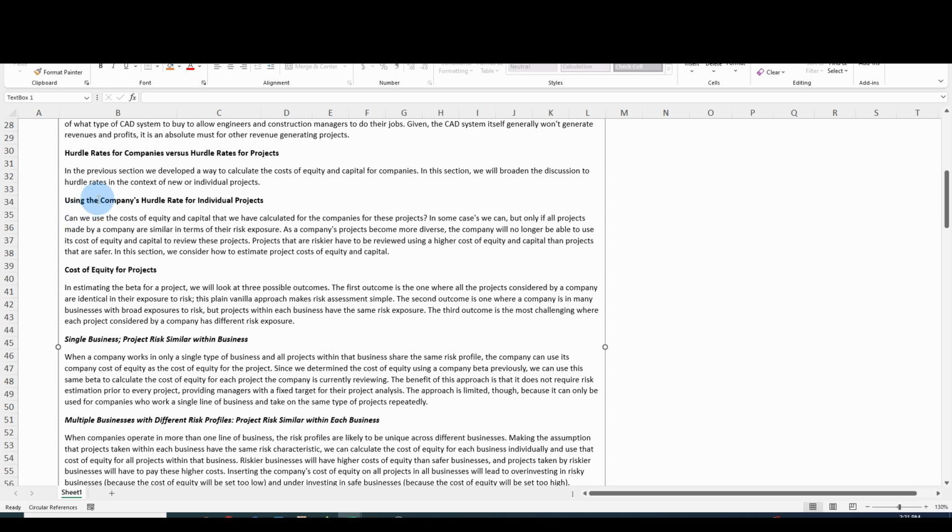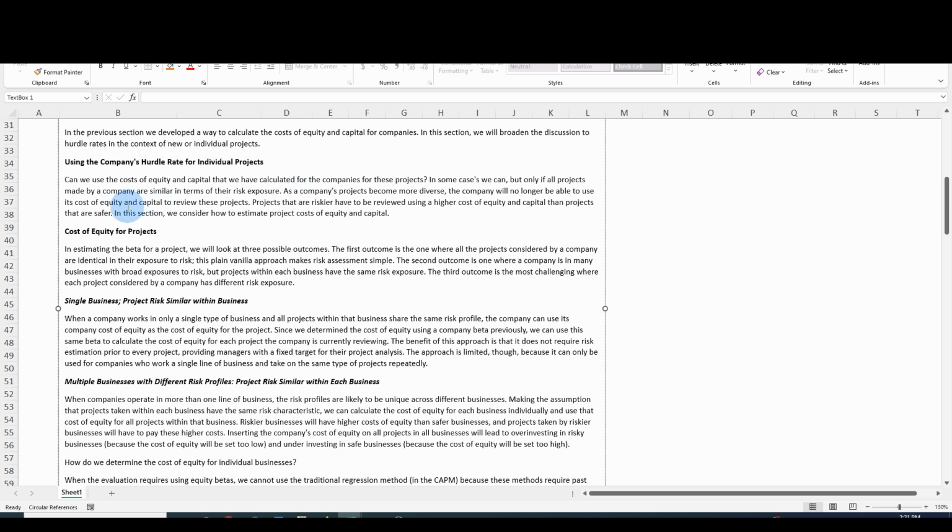In the previous section, we developed a way to calculate the cost of equity and capital for companies. In this section, we will broaden this decision to hurdle rates in the context of new or individual projects. Can we use the company's hurdle rate for individual projects, and use the cost of equity and capital that we've calculated for the company for these projects?